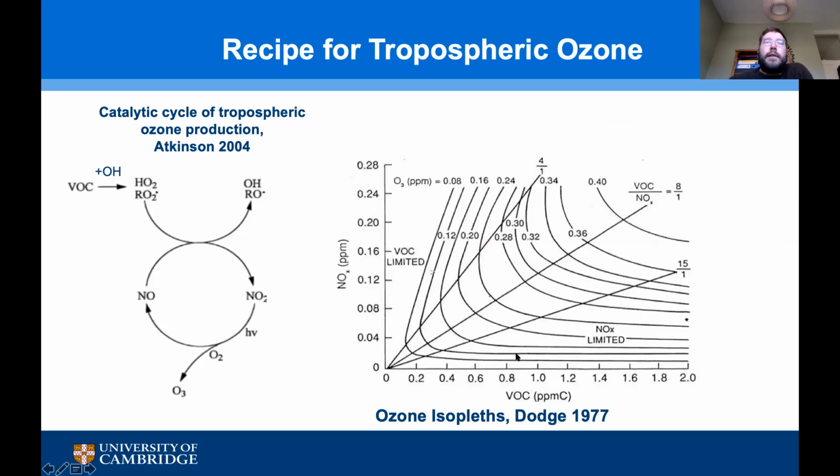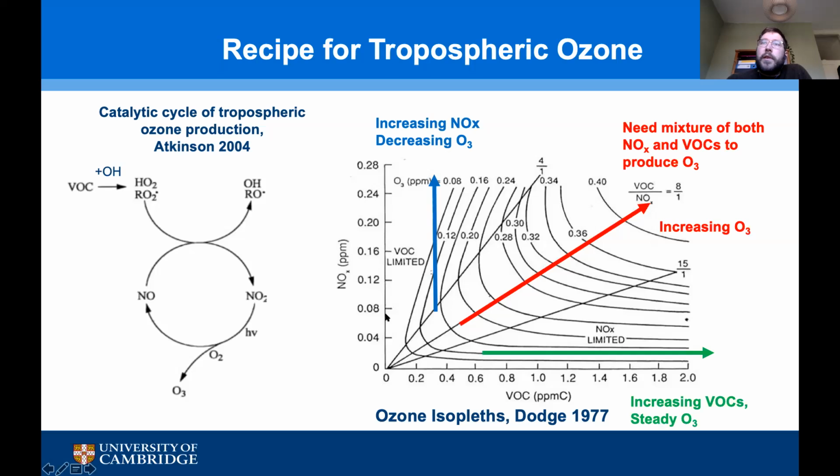A classic image of how this looks is these ozone isopleth plots, where you have NOx-limited regions where there are lots of VOCs but not enough NOx, and you don't produce ozone. Then in the top left, where you are VOC limited, there's lots of NOx, and increasing NOx in these cases will decrease ozone. But if you increase both VOCs and NOx at the same time, you'll have greater and greater ozone production. This makes it quite tricky from a policy perspective: if you're in this regime, reducing emissions of pollutants like NOx will actually increase ozone locally. So it can become quite a difficult problem.